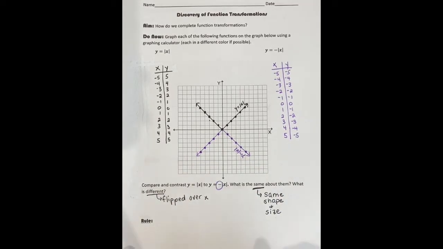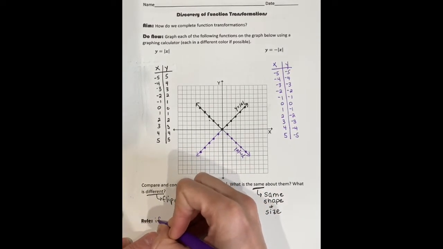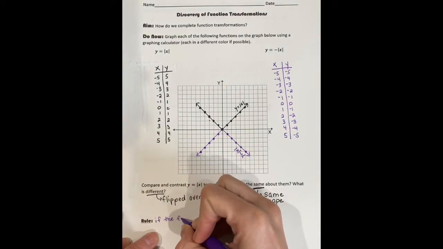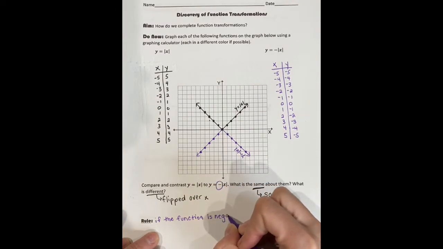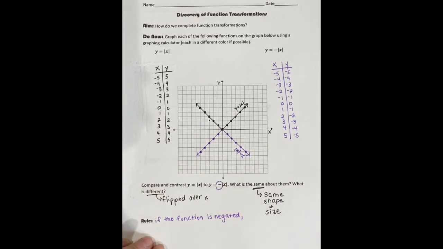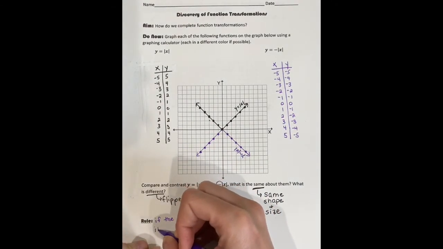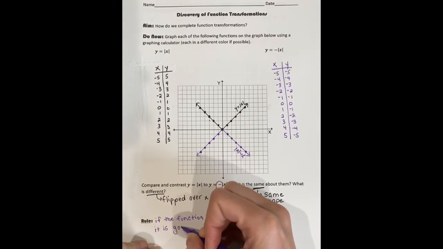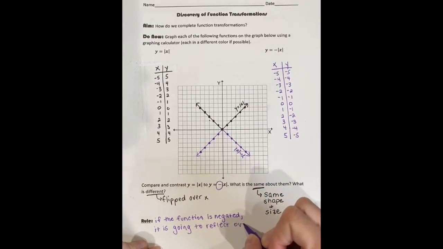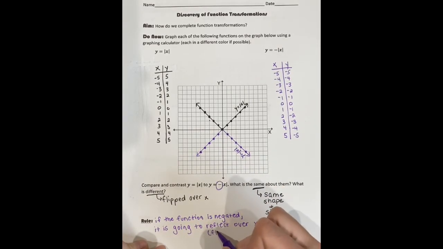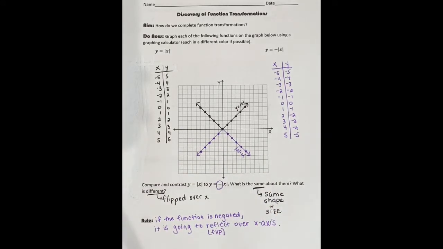So our first transformation, our rule is if we have a negative, so if the function is negated, it's going to reflect or flip over the x-axis, just as it did above. So it is going to reflect over the x-axis. Reflect or flip. That's our first rule, and you guys figured that out by discovering it with our graph.